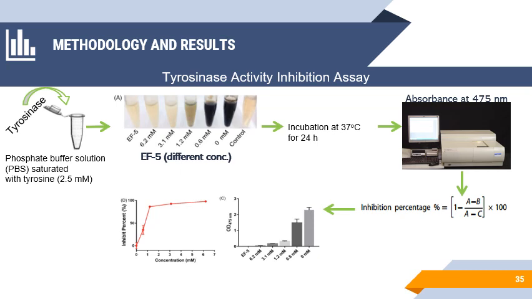All measurements were repeated thrice, and the light absorbance value of the corresponding group in the absence of tyrosinase was subtracted. And from the absorbance result, we can calculate the inhibition percentage, like in the equation in the picture. From that, we can find the inhibition percentage and the absorbance from the EF-5.